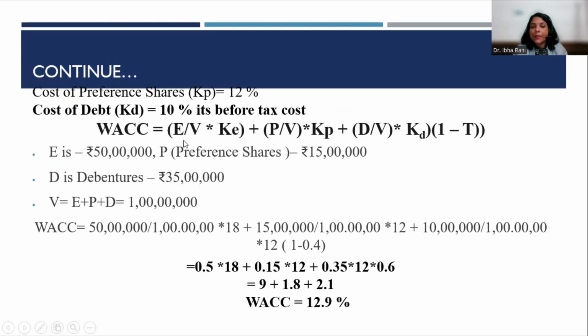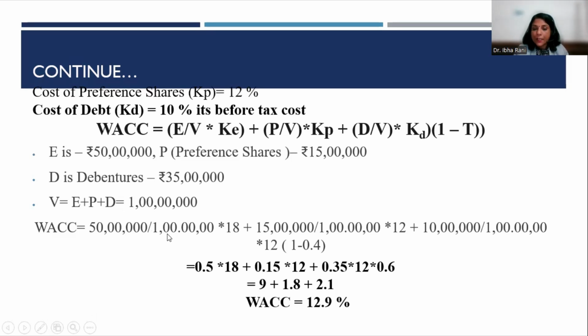So the formula we will apply is E by V multiplied by KE, plus preference shares by value multiplied by the cost of preference share capital, plus debt funds divided by the value of the firm multiplied by cost of debt funds multiplied by 1 minus tax rate. First we will calculate the total value of the firm's capital, including the equity funds, preference shares and debt funds. So 50 lakhs plus 15 lakhs plus 35 lakhs gives you a total of 1 crore. So the value of the firm we have calculated. We will put it in this formula.